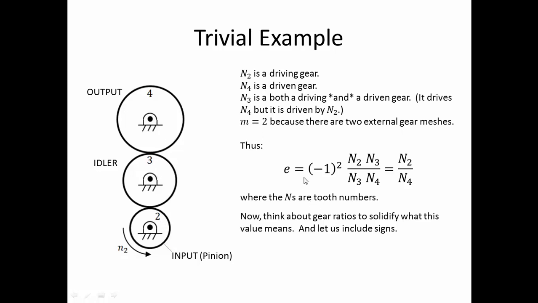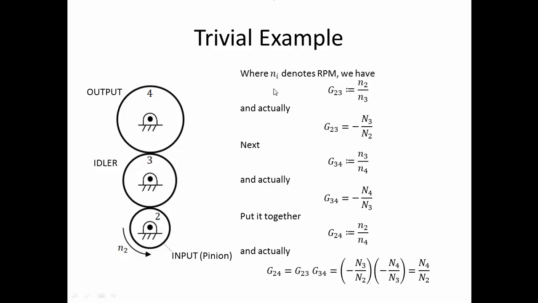So M is 2. So the train value now would be equal to -1 squared, which is of course 1. And then you have the input gear tooth numbers on the top, so N2 and N3, and then you repeat N3 because it's also an output, and then N4 is your output. And then of course you simplify it and you get N2 divided by N4, so those are your gear tooth numbers. We want to take that and go back and look at our gear ratio stuff and see what that looks like and compare it.